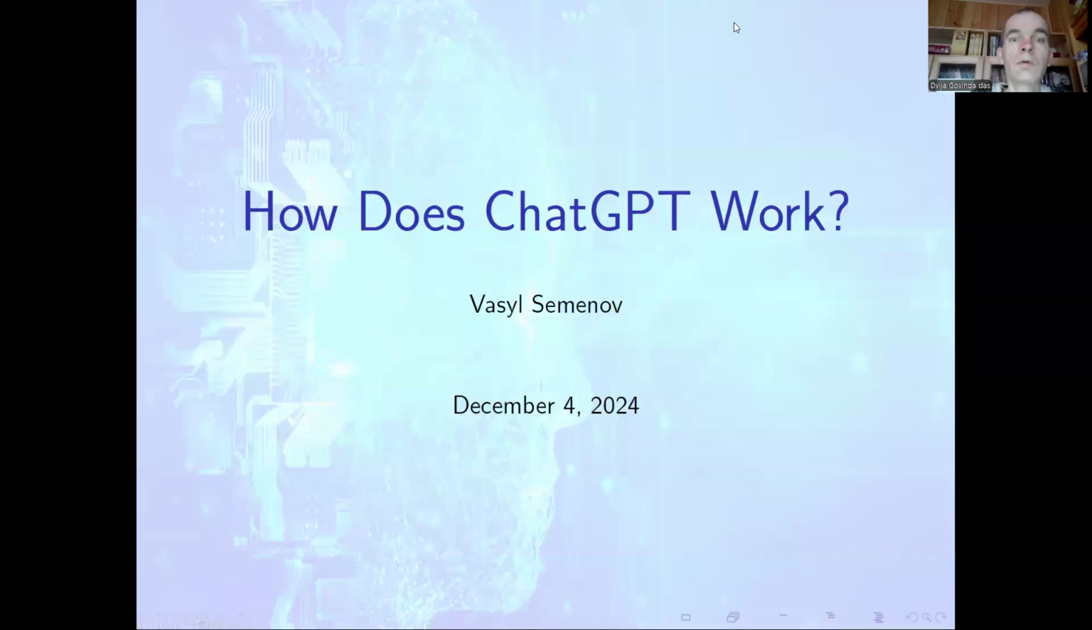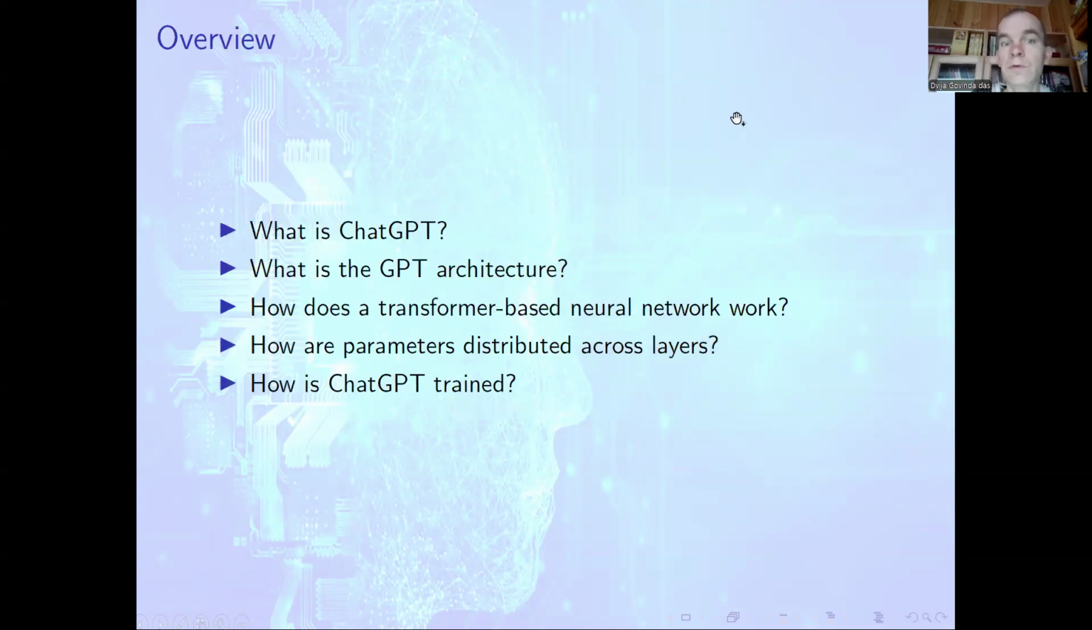So, how does ChatGPT work? In this presentation, we will consider the following questions. What is ChatGPT? What is the GPT architecture? How does a transformer-based neural network work? How are parameters distributed across layers? And how is ChatGPT trained?